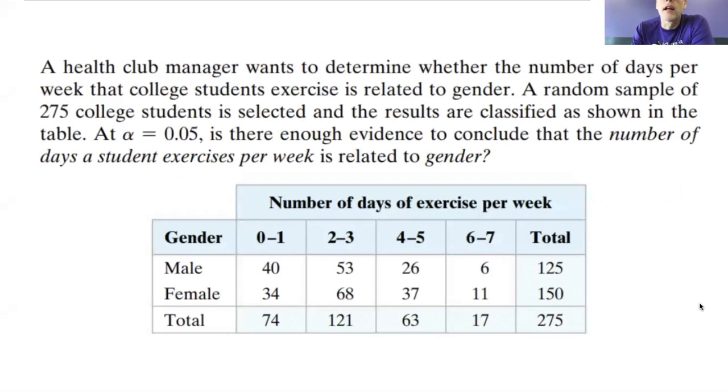Let's start by looking at a problem. We have a health club manager who wants to determine whether the number of exercise hours per week is related to gender. We're comparing the variables of gender, male and female, with how many days per week they exercise. As with all chi-square independence tests, we're getting our data from a random sample, in this case with a sample size of 275 students, and we're going to set our alpha, our significance level, at 5% before we begin our test.